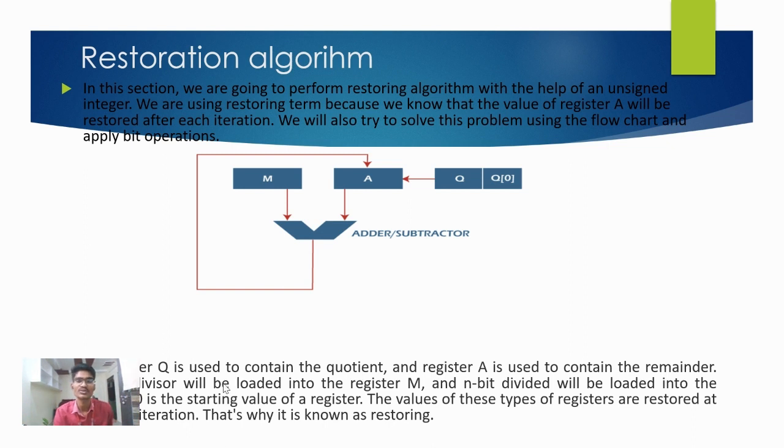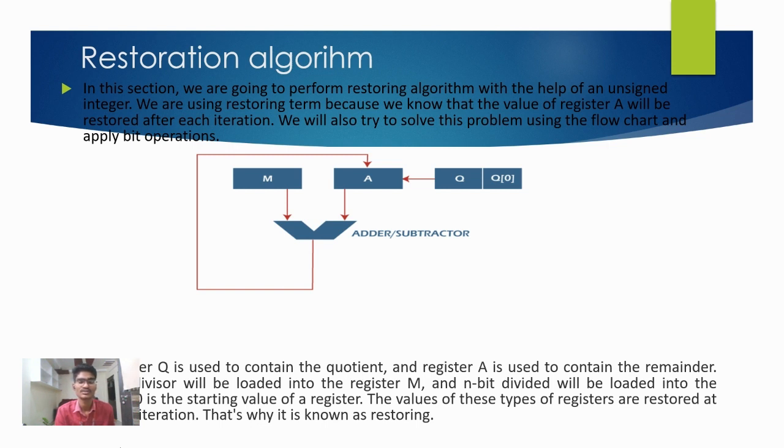And this is the circuit diagram for the restoration division algorithm. It shows how the data flows between Q, A, and M, and the adder or subtractor which we are using. Here, Q contains the quotient, and register A contains the remainder. The divisor will be loaded into M, and the dividend will be loaded into register Q.